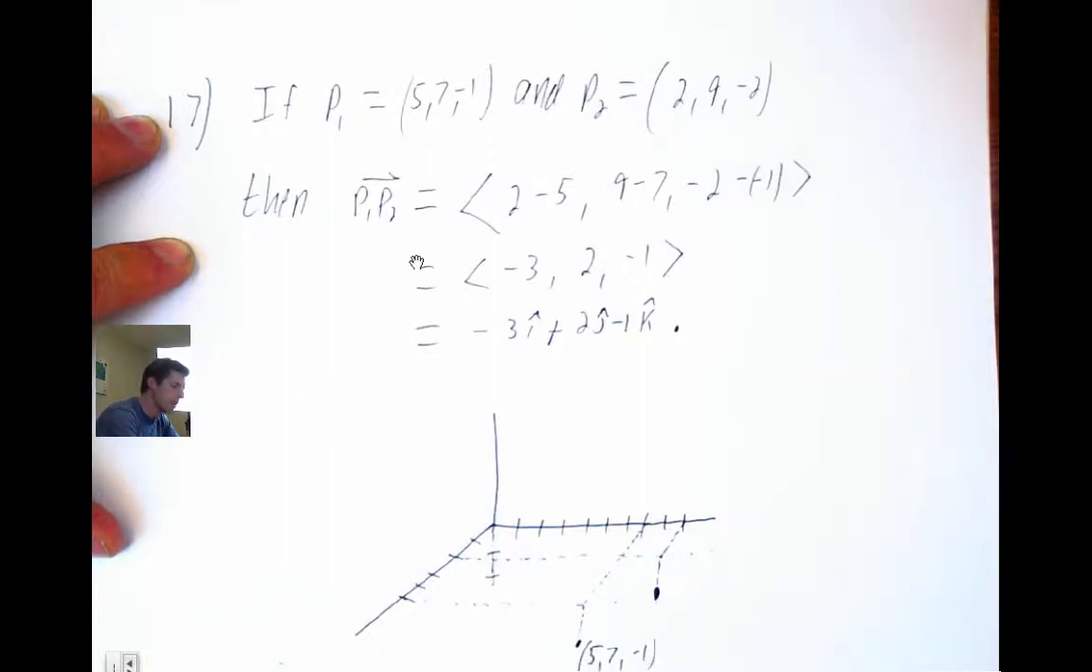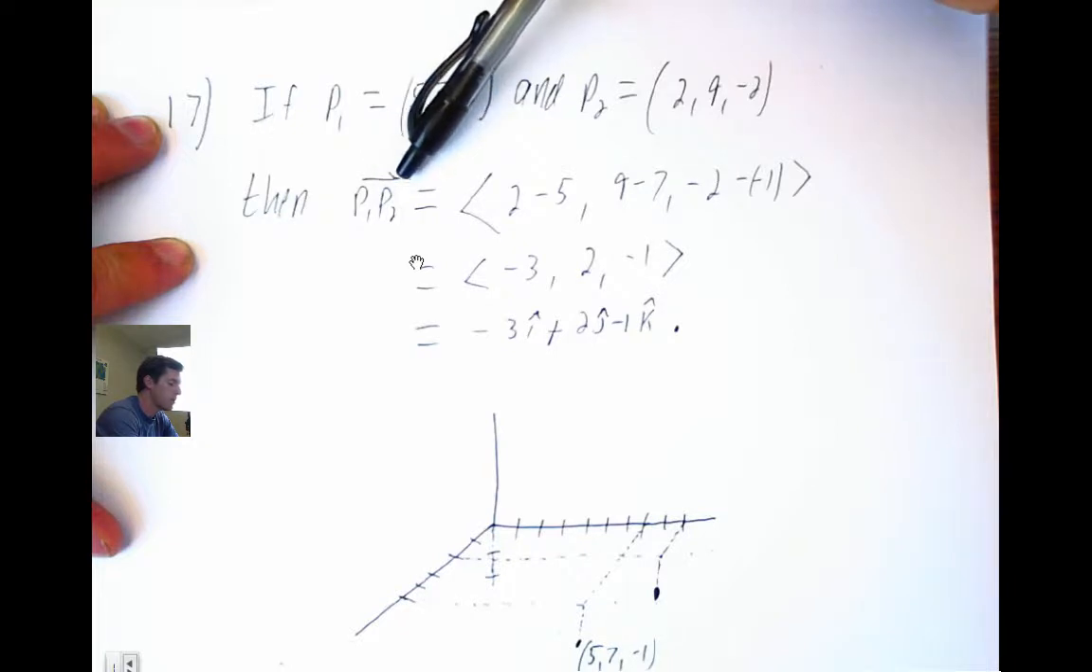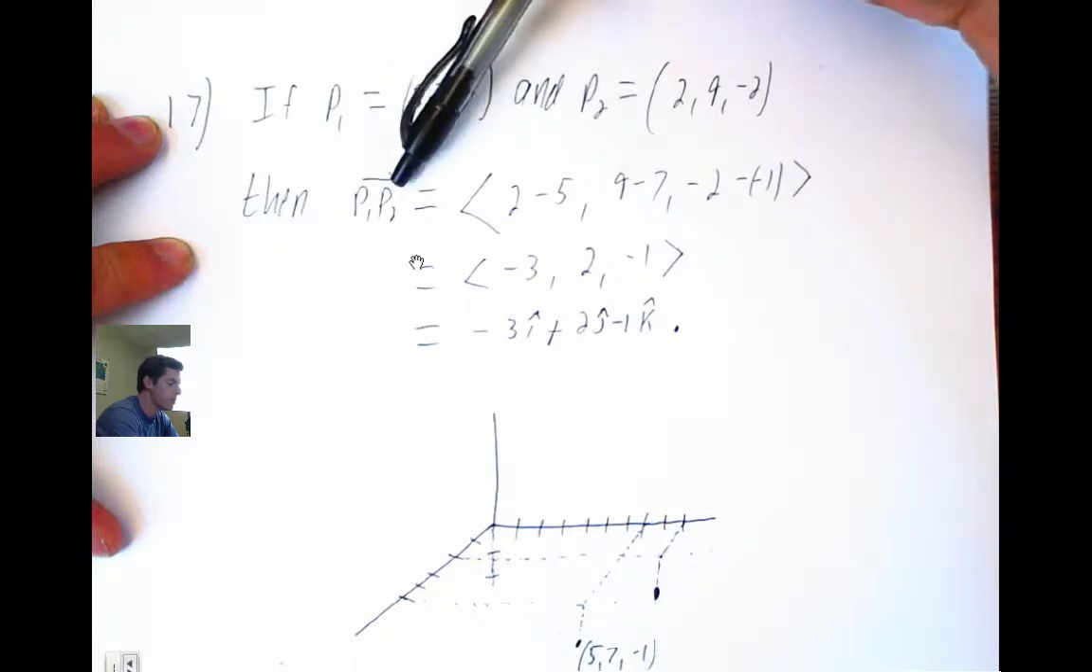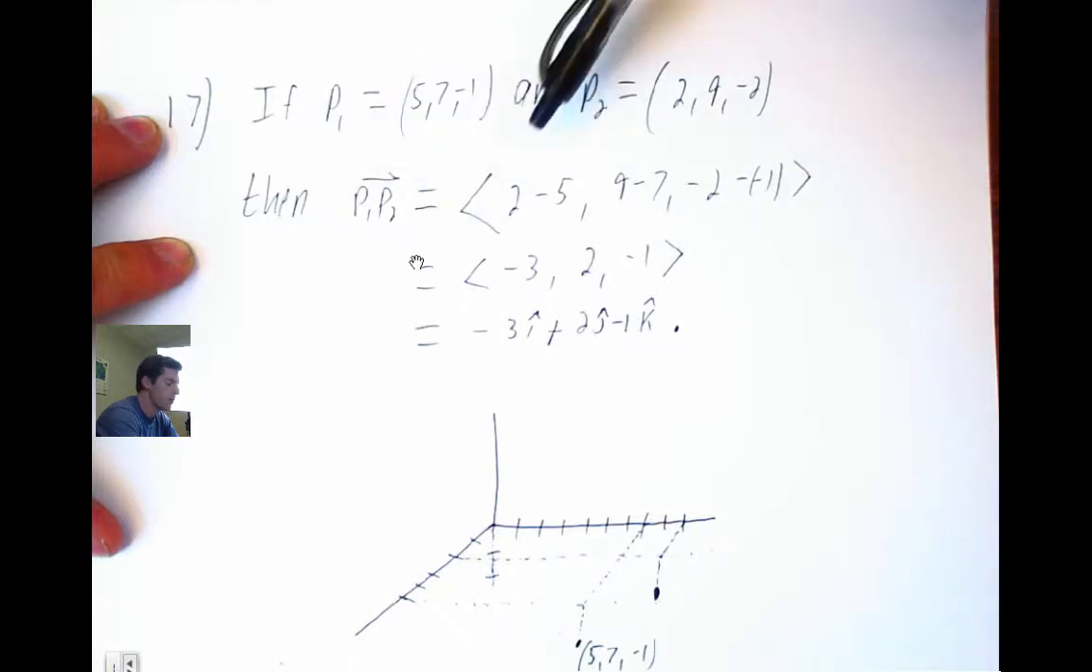Number 17, I'm up in 3-space. I've got 2 points called P1 and P2, and I'm meant to calculate the vector P1 to P2. So take the first component of P1 to P2: it is the first component of P2 minus the first component of P1. Remember, they do that thing where you reverse the order of the points. P1 to P2 means that you put the component of P2 first.